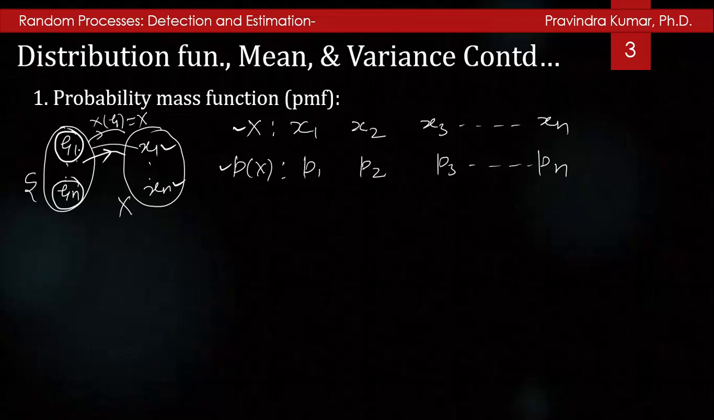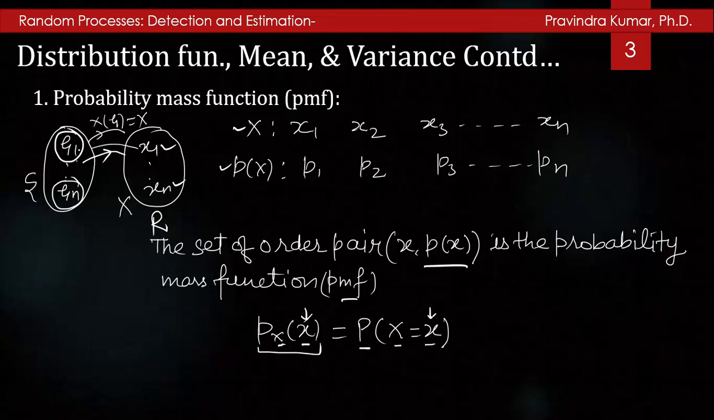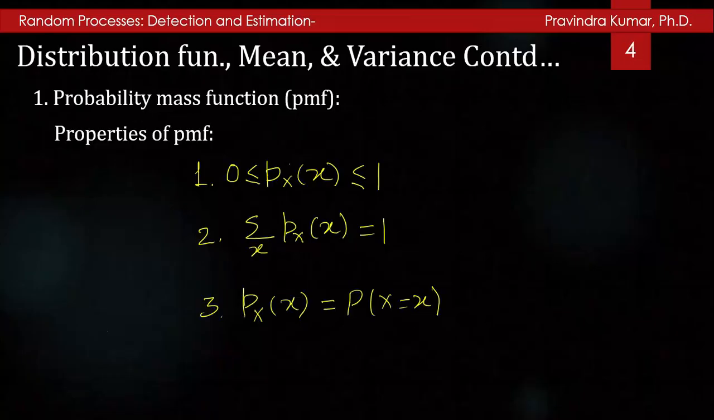These x1 to xn are the real numbers, and the set of ordered pairs (x, p(x)) is the probability mass function, PMF, and it can be denoted as p_X(x), meaning the probability mass function at some real number x. It is the probability that the random variable X has the value x, some real number x. And these are the properties of the PMF.